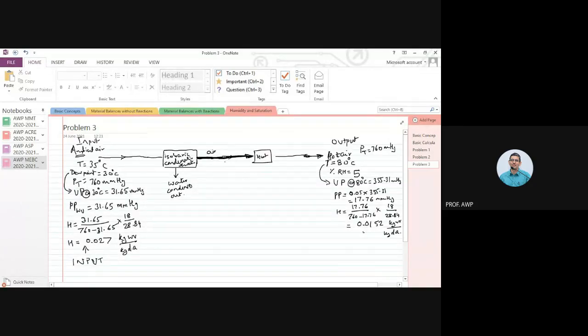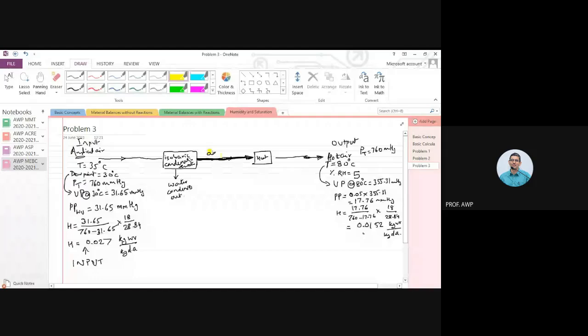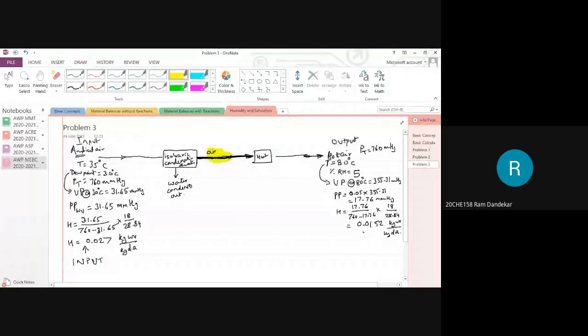Are you able to see the screen? Yes, yes, yes. So this air that goes out of the condenser, what can we say about this air? 100%. You don't seem to be very confident. Are you telling or you're asking? No, sir, I am not sure.